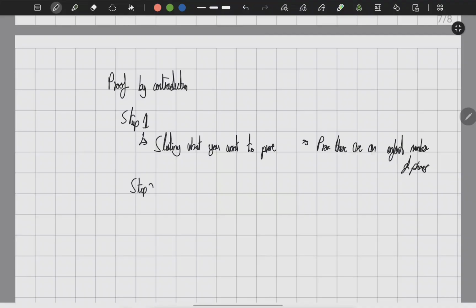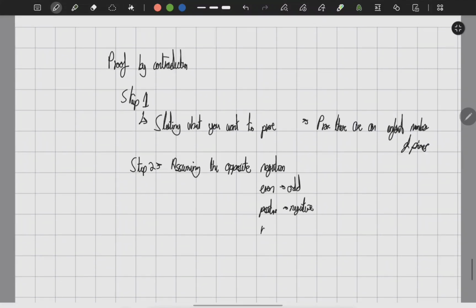Step 2 is assuming the opposite. Now this is really important because people get this wrong a lot. So assuming the opposite, this is also called a negation. So if you're proving something is even, the negation would be it's odd. If you're proving something is positive, the negation would be negative. If you're proving something's rational, the negation would be irrational.